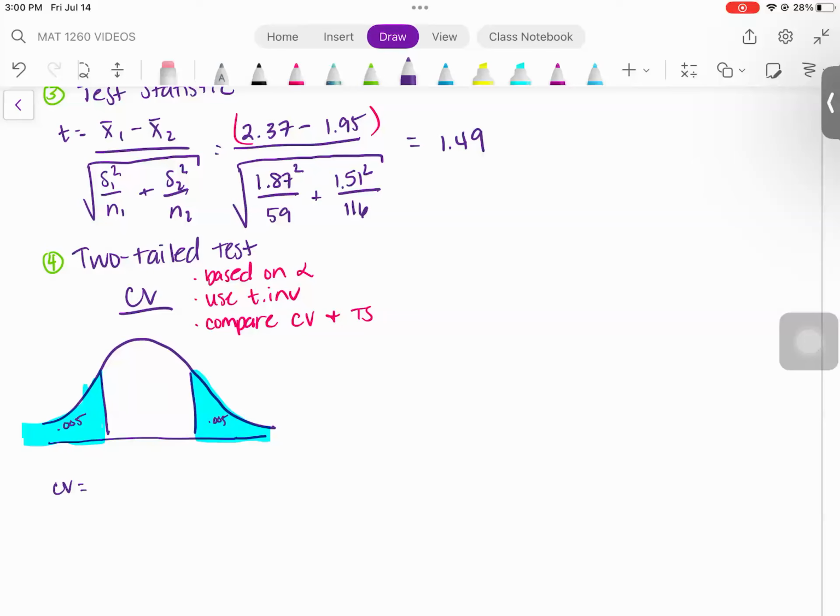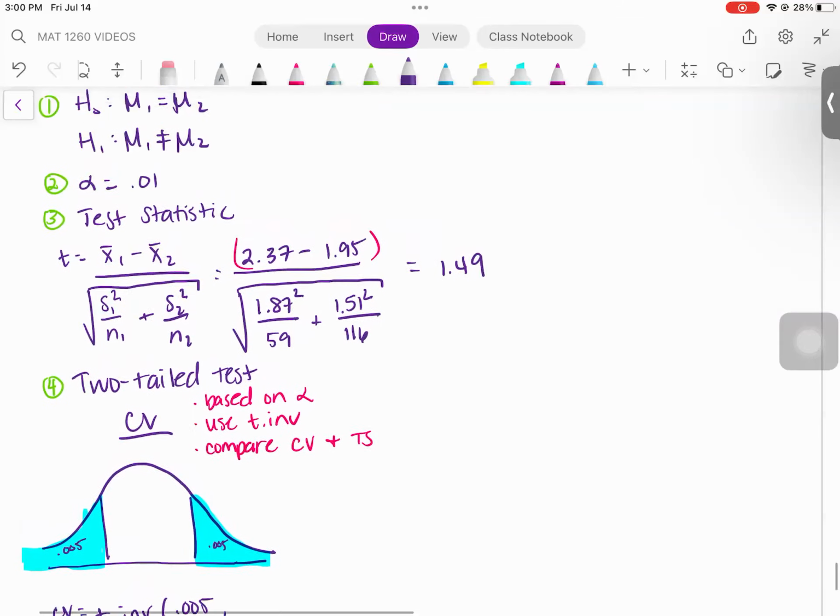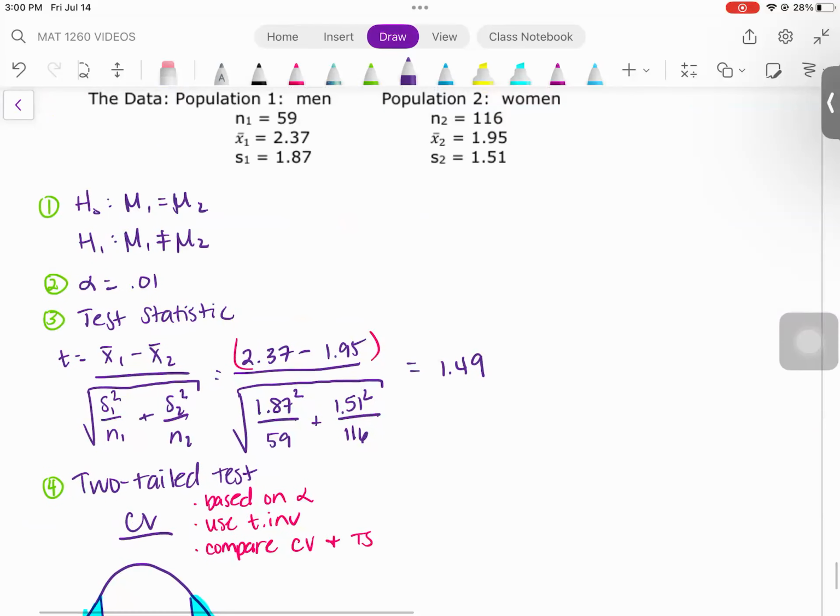To find that negative critical value, we're going to use t dot inverse of 0.005 and then our degrees of freedom. Now the degrees of freedom, we now have to look at our two sample sizes, and we're going to use the smaller of our two sample sizes. So N1 was 59, which is smaller than N2 of 116. So we're going to use N1 and we're going to subtract 1 to find our degrees of freedom. So our degrees of freedom are going to be 58.